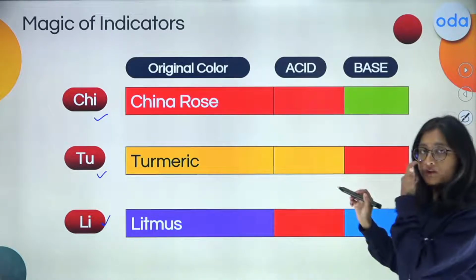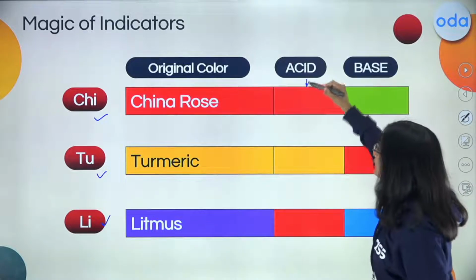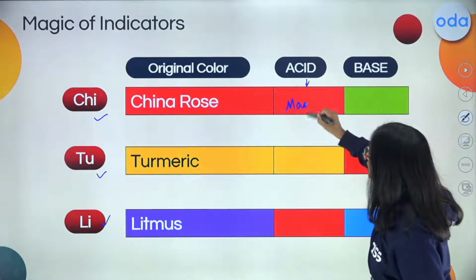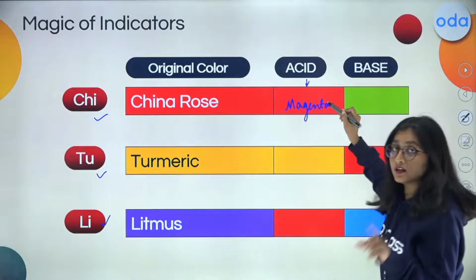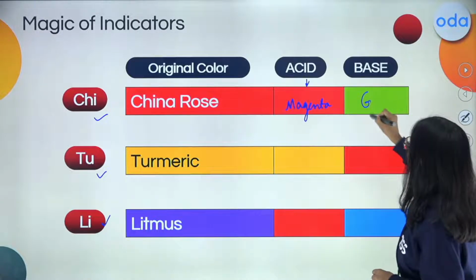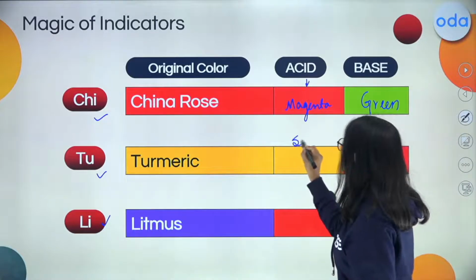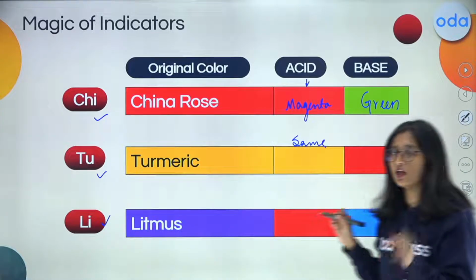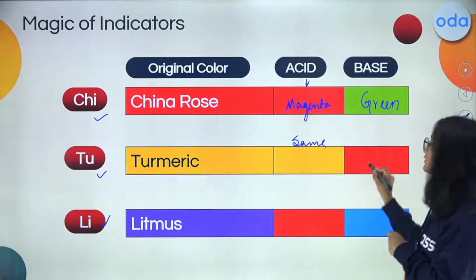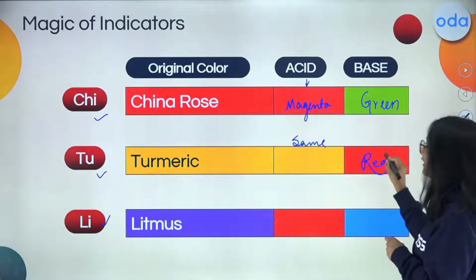In the case of acid, China rose is going to turn into magenta color. And in case of base, it is going to turn into green in color. And then we have the turmeric. In acid, it remains the same iconic yellow. In case of the base, the turmeric turns into red in color.